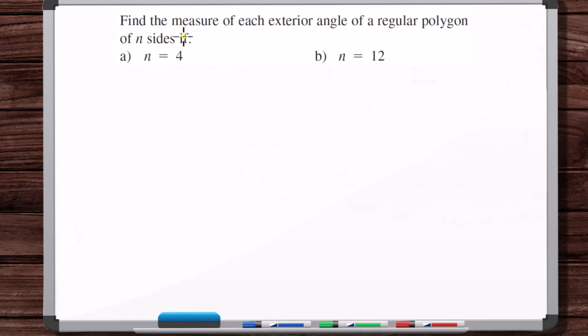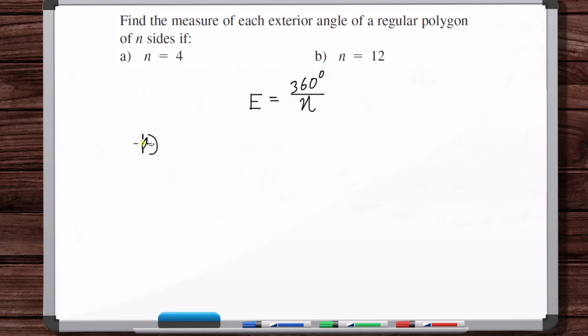Now, what is the measure of each exterior angle of a regular polygon of n sides? So the sum of the measures of the exterior angles of any polygon is 360, no matter how many sides. And if we have a regular polygon, we know the exterior angles are all going to be the same measure. So since we've got n exterior angles, well, there's a pair at each vertex, but they're talking about the measure of just one of those pairs. You just do 360 divided by the number of sides.